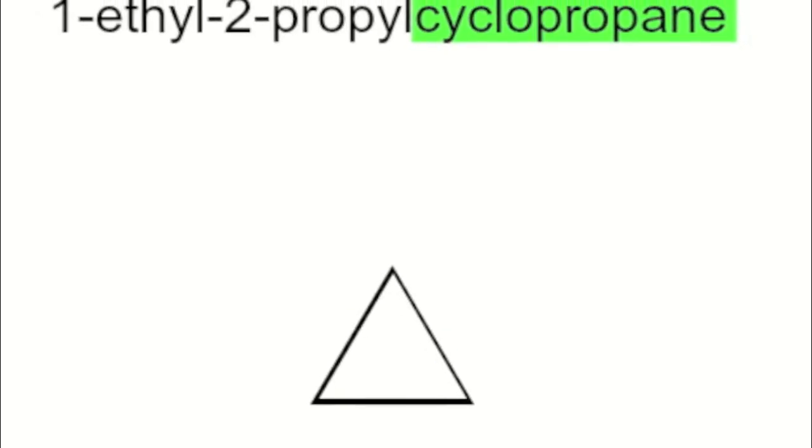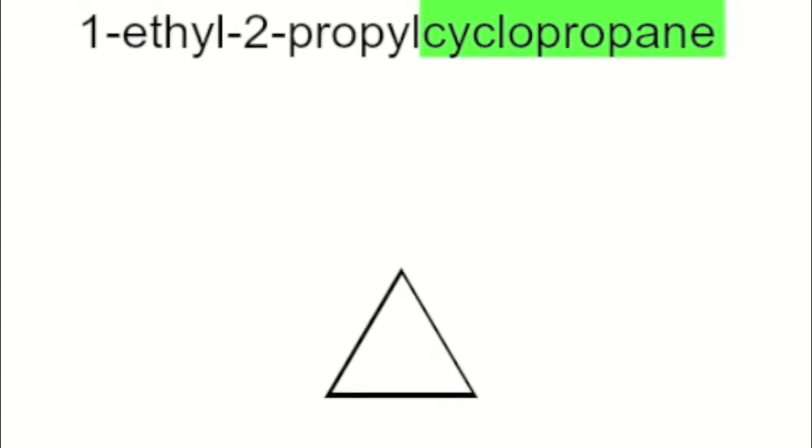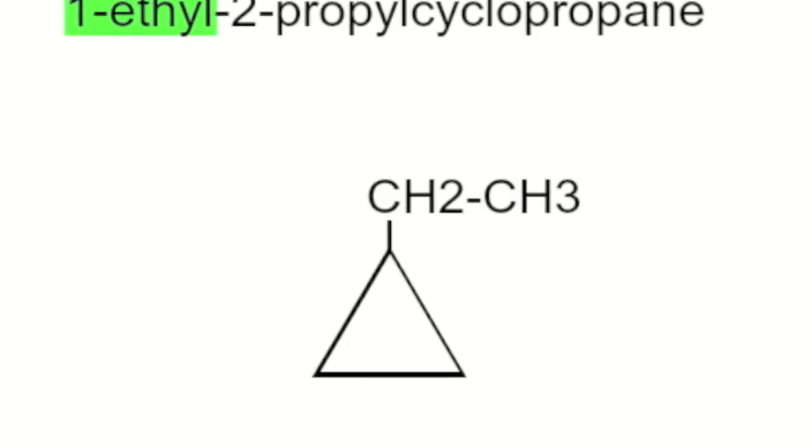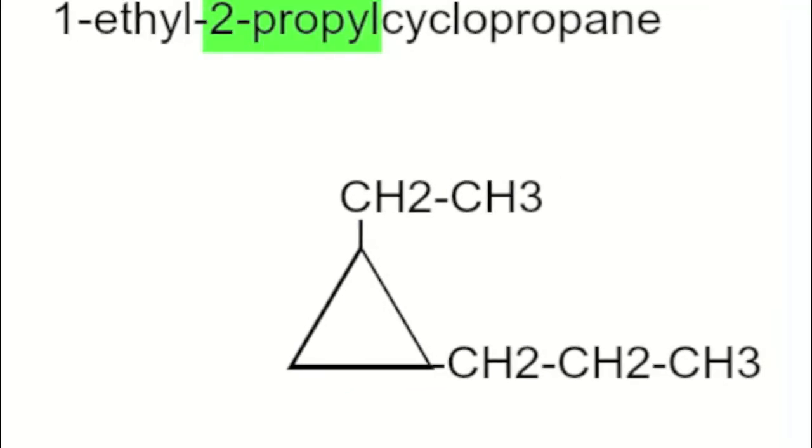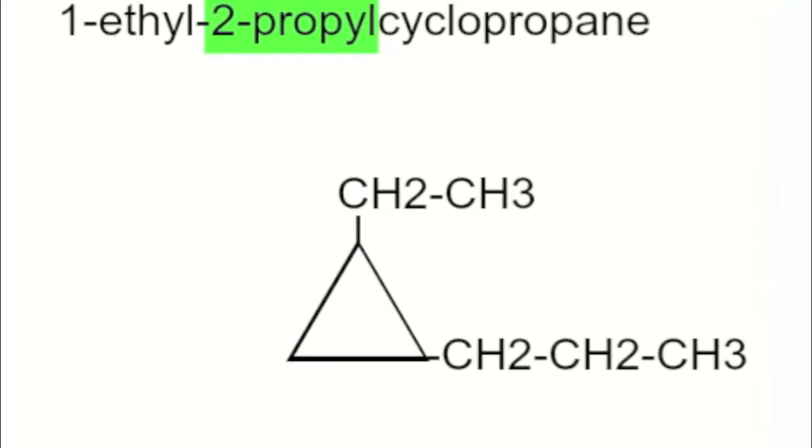First, do a cyclopropane. In the position number 1, insert an ethyl. Then a propyl in the position number 2, and then you are done.